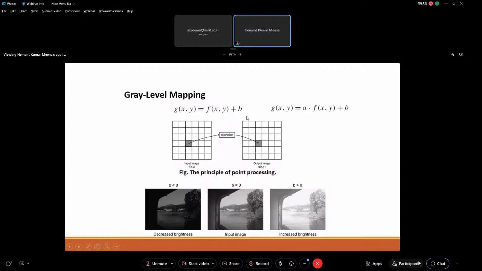Mathematically this operation seems very boring, but if you see what is happening, when b is less than 0, you get a dull image, like in the evening. But when b is greater than 0, the brightness has increased. Such an impact really makes image processing very interesting. What we are seeing here is that the operation takes place at the pixel level.